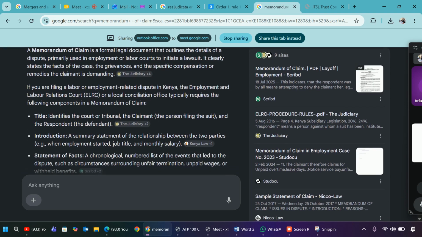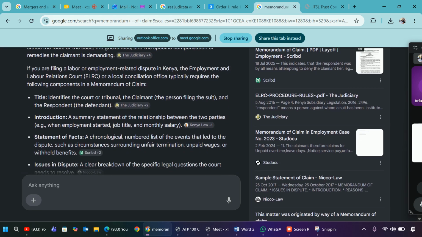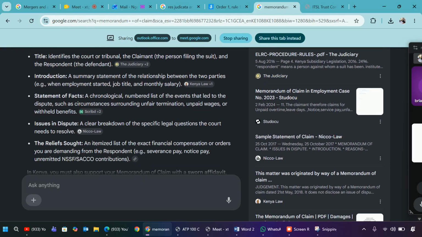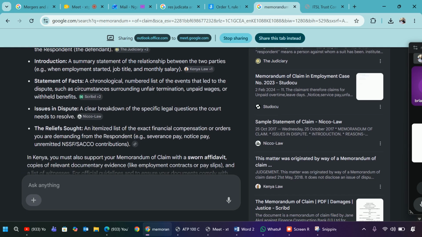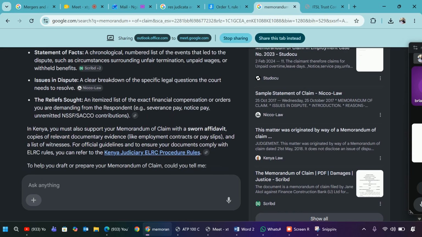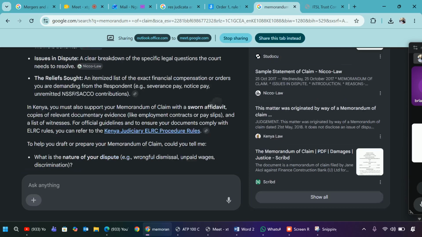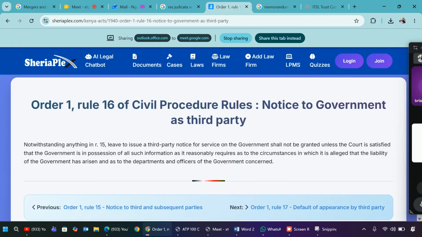If you are filing a labor or employment dispute in Kenya, the following components in a memorandum of claim must be visible. The title, introduction. This is a summary statement of the relationship between the two parties, e.g., when employment started, what was the job title and what was the monthly salary. Do you have the statement of facts? Give a chronological numbered list of the events that led to the dispute, such as circumstances surrounding unfair termination, then issues in dispute, a clear breakdown of the specific legal questions the court needs to resolve, and then the reliefs being sought.